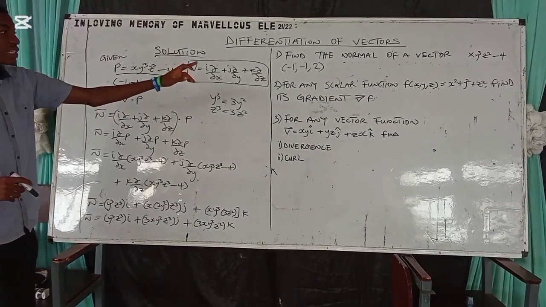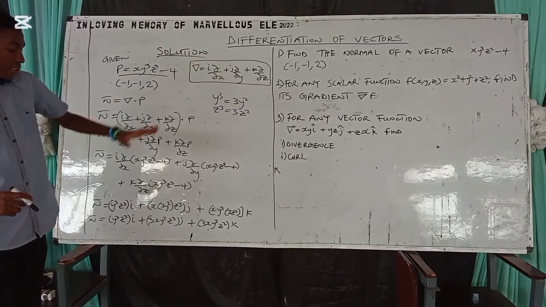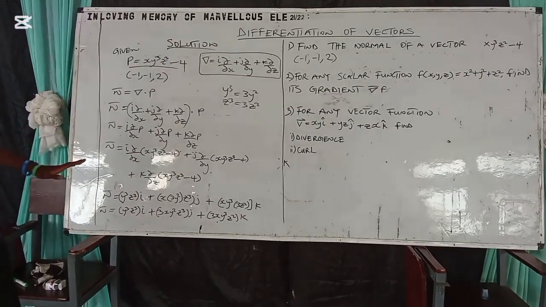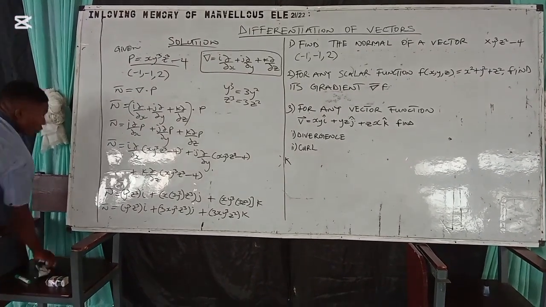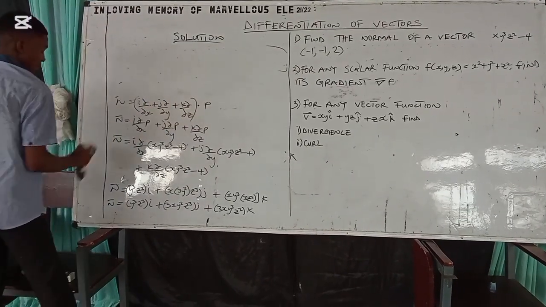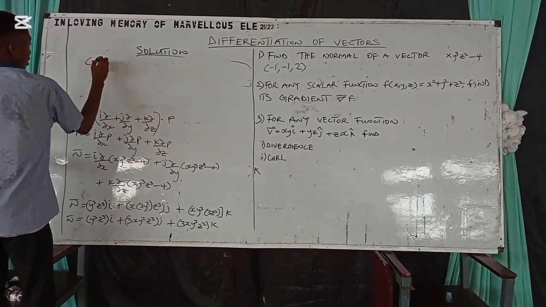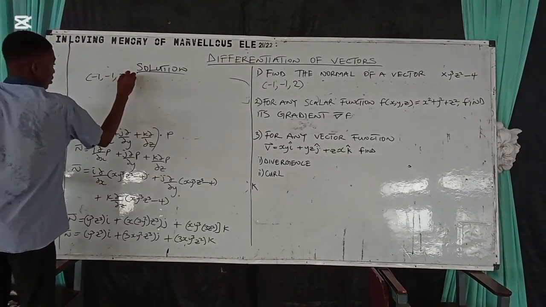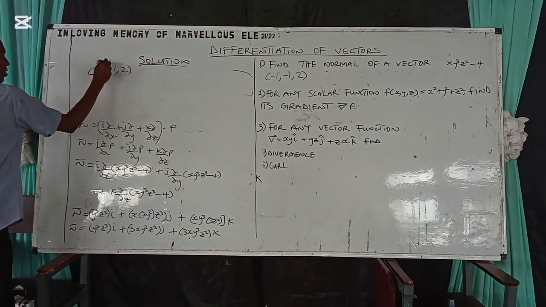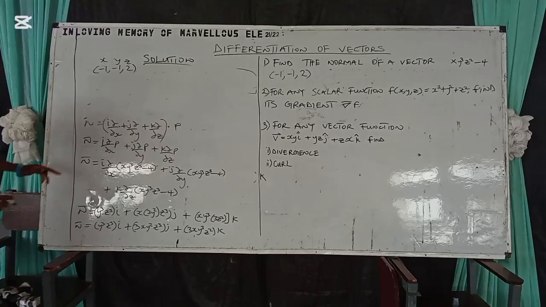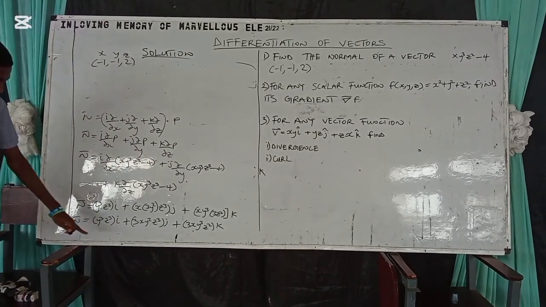But that is only if no point was given. Because they gave us a point, our final answer now will use the point. Our point is minus 1, minus 1, minus 2, which is x, y, and z. So we substitute these values into this equation.